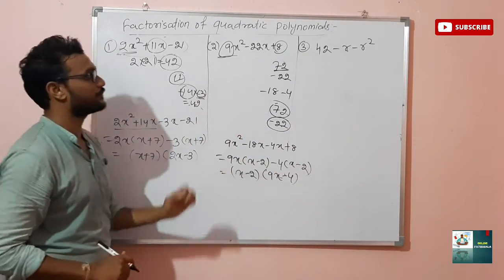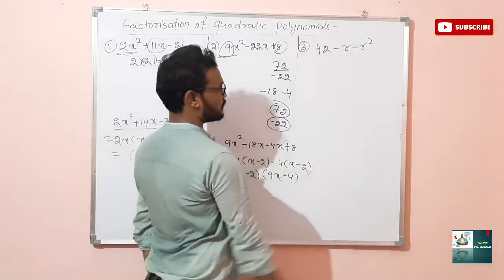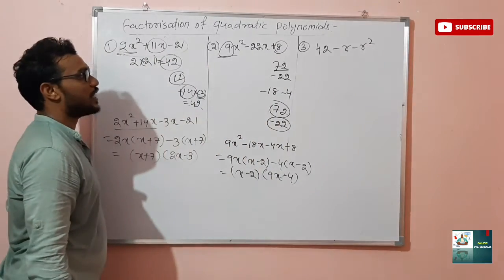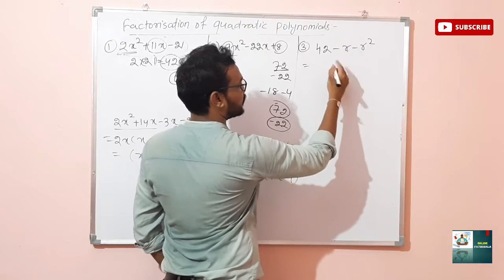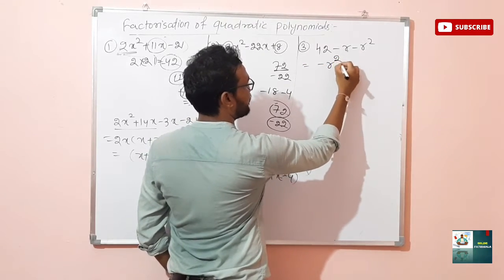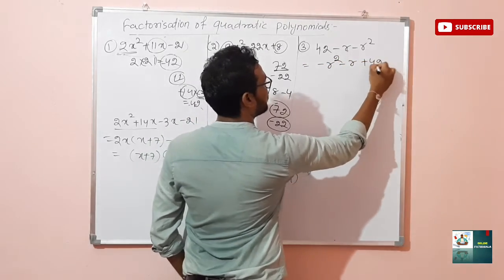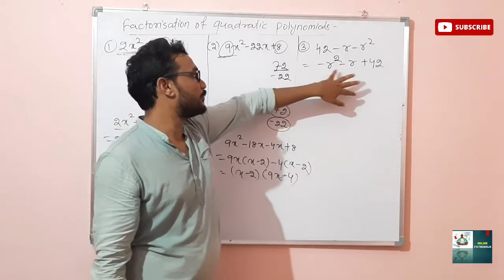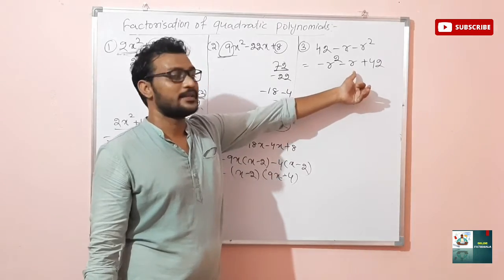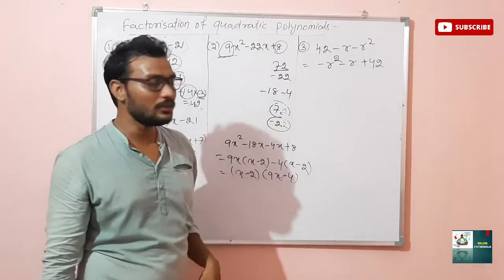Okay, another type of question. 42 minus r minus r square. First of all you have to write the powers in order, highest power first: minus r square minus r plus 42. Here we have to find two numbers such that when we multiply them we get minus 42, and when we add them we get minus 1.